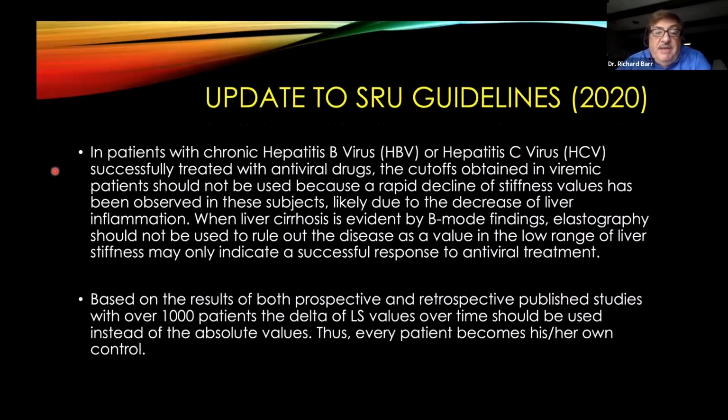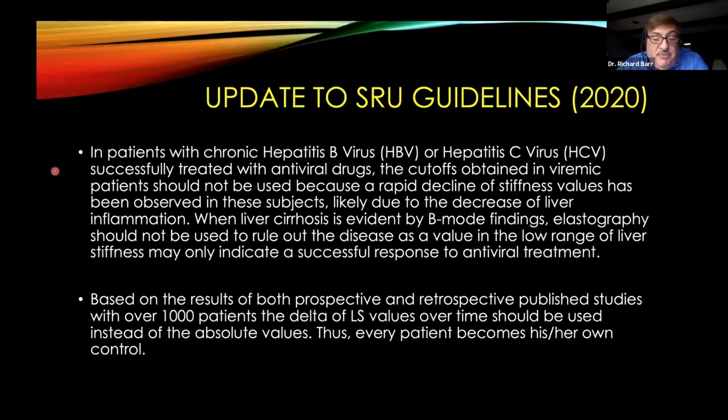So in patients with chronic hepatitis B or chronic hepatitis C successfully treated with antiviral drugs, the cutoff values obtained in viremic patients should not be used because a rapid decline in stiffness values has been observed in these subjects, likely due to the decrease of liver inflammation. When liver cirrhosis is evident by B-mode findings, elastography should not be used to rule out the disease, as a value in the lower range of liver stiffness may only indicate a successful response to the antiviral treatment. Basically, although we treat these people and they may become virus-free, they're still at risk for all the complications. So they all need to be followed.